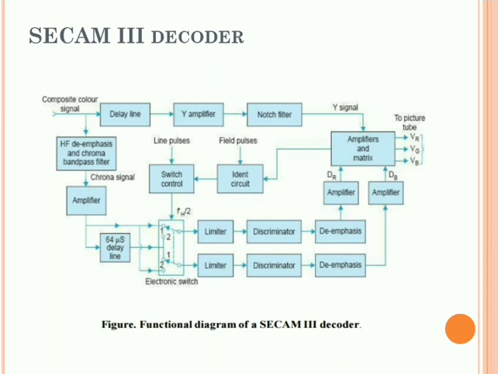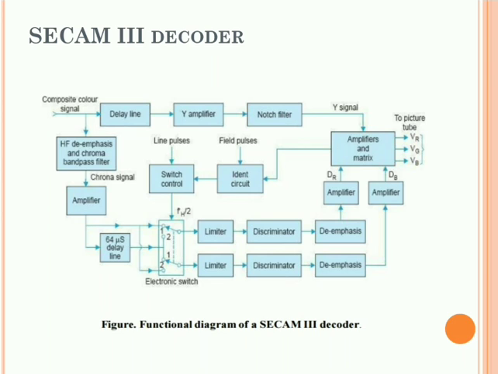When only monochrome transmission is going on, that is black and white transmission, then only the Y signal will be processed at the receiver. At this time the chroma bandpass amplifier should be turned off to avoid the colored interference pattern on the screen, because we want only the monochrome, that is black and white, transmission. This turning off procedure for the chroma bandpass amplifier is done with the help of the color killer circuit.